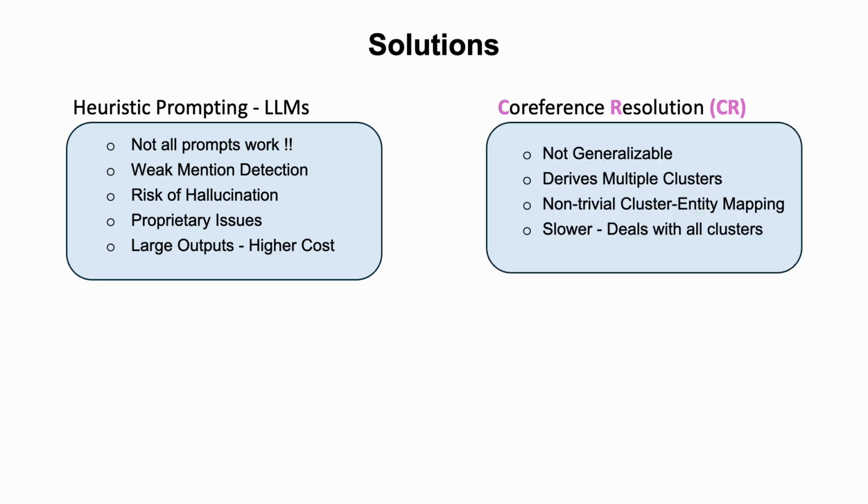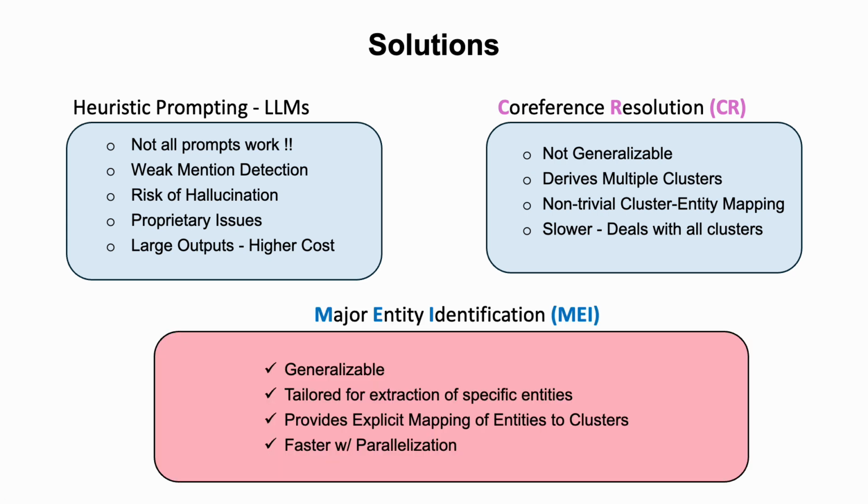Alternatively, we can try supervised coreference resolution models to identify entity clusters. However, filtering these clusters for specific entities can be non-trivial, and these models often struggle to generalize across different domains. In this paper, we propose major entity identification, which is generalizable, tailored for extraction of specific entities, provides explicit mapping, and is faster with parallelization.